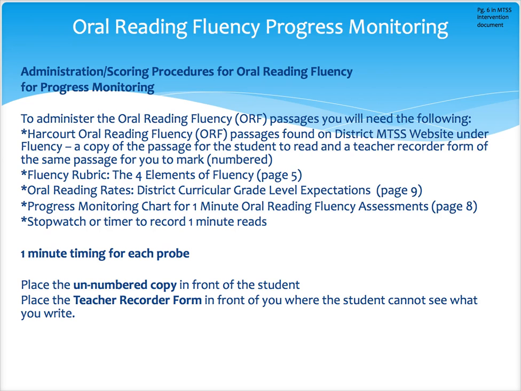You'll need the Fluency rubric that we just looked at so that you can refer back to that 1 through 5 scale. You'll need to know the district curricular grade level expectations of oral reading rates, that's on page 9. You'll also need the progress monitoring chart to record this data. And you'll need a stopwatch or timer so that each recording only takes 1 minute. Remember, the unnumbered copy will be in front of the student and the teacher recorder form will be in front of you, where students cannot see it as you write and record how they're reading.